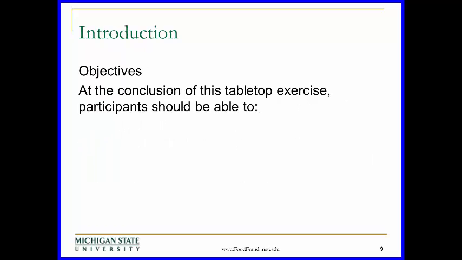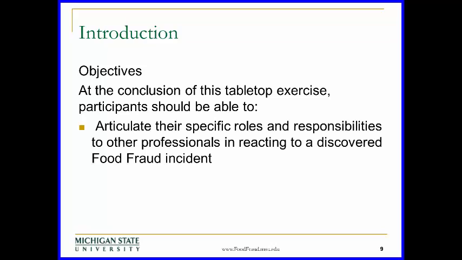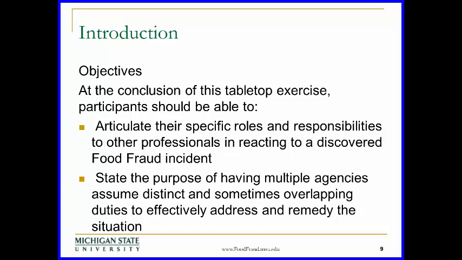The objectives themselves are, at the conclusion of this tabletop exercise, participants should be able to articulate their specific roles and responsibilities to other professionals in reacting to a discovered food fraud incident. Basically, this is to explain what your role is and how you pass it on, and what's the overall coordination of this across the food supply chain. State the purpose of having multiple agencies assume distinct and sometimes overlapping duties to effectively address and remedy the situation. There's many times where there's confliction, where there's different groups working together, and sometimes information is not known to be shared. And so we're trying to increase that communication.